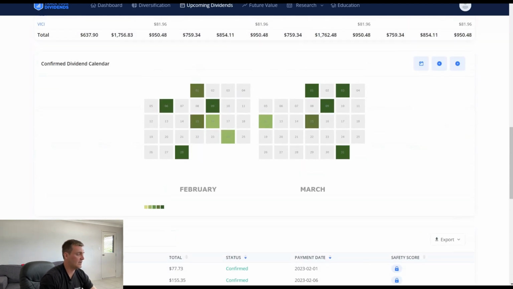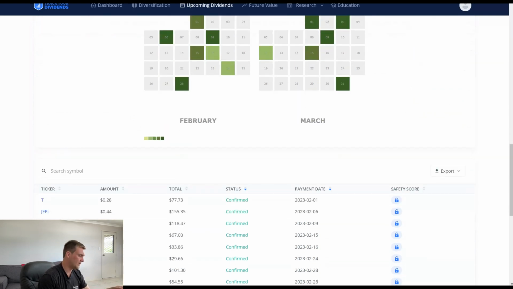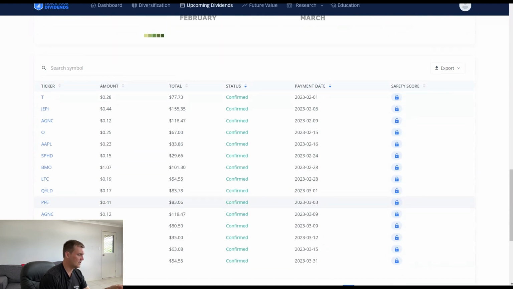Now the dividend calculator. I use this a lot. Whatever day of the month it is, it'll be highlighted in light or dark green. So for example, on the 28th of February, I'm going to get $155.84. It doesn't tell you what company it is, but that's where you scroll down. And here it's just got on a daily basis a calendar on who's going to pay you what amount of money.